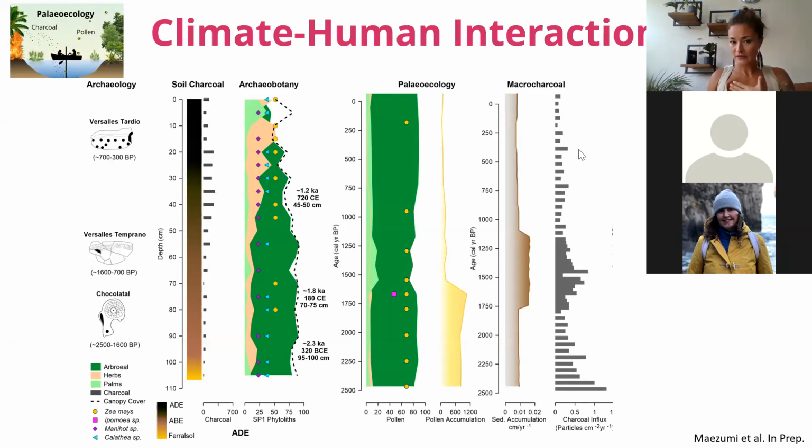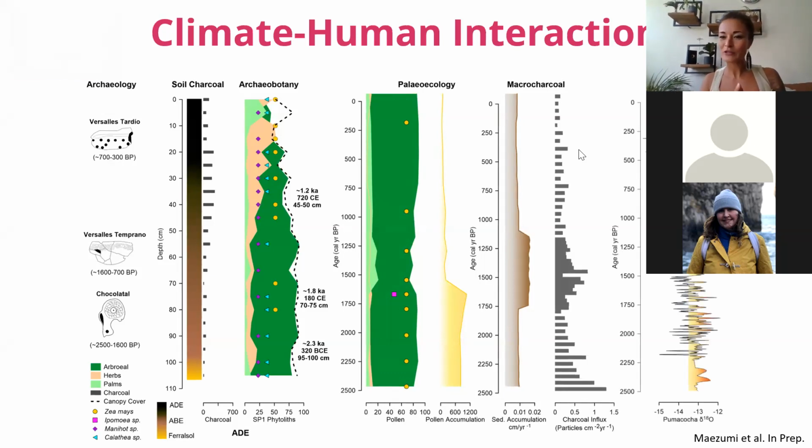Again, our pollen taxa of crops being the sweet potato and the maize, the Ipomoea and the maize. I've also added here the pollen accumulation as well as the sediment accumulation in the core. And of course, I have to add in charcoal because that's very interesting to me. And then lastly, our paleoclimate record from the region is going to be the Pumacocha delta 18O record. Putting these all together, we can start looking at that same landscape reconstruction at different scales and potentially different drivers of things going on the landscape.